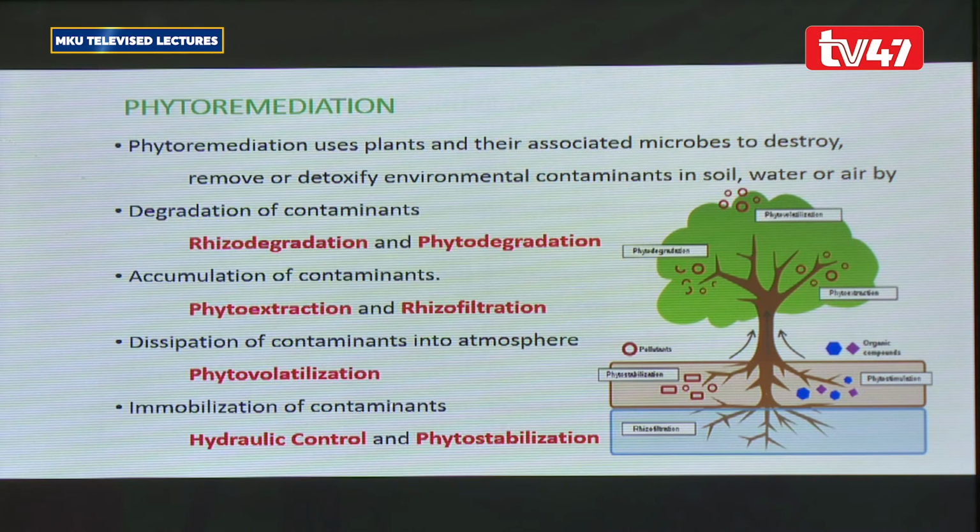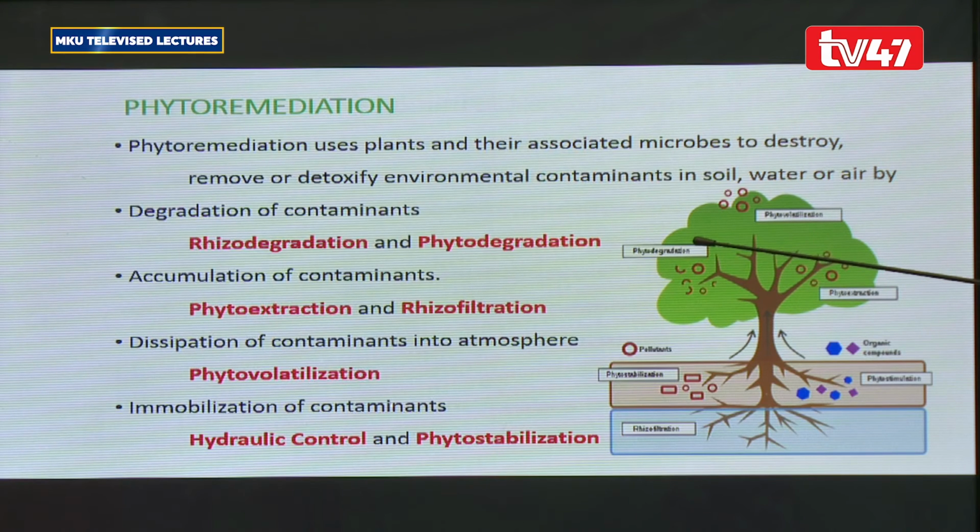So we can have four methods. You can degrade the contaminant, you can accumulate the contaminant, you can dissipate the contaminant, where you convert it to a volatile form and release it in the atmosphere, or you can immobilize the contaminant. As you can see, we have different techniques. We have rhizodegradation and phytodegradation, that is for degradation of the contaminant. In my diagram here, I hope you'll be able to see them.